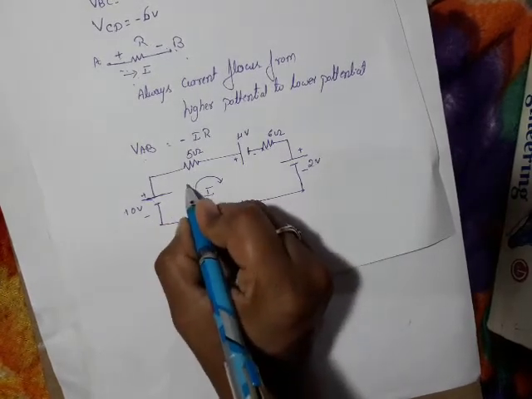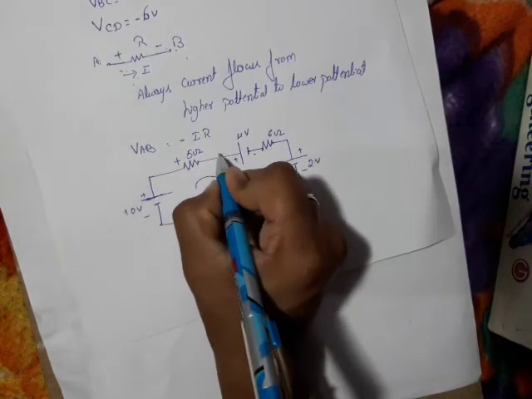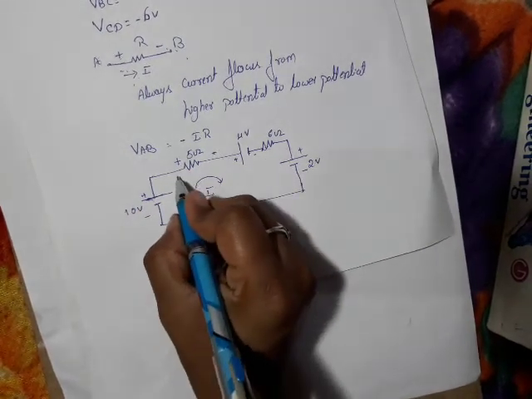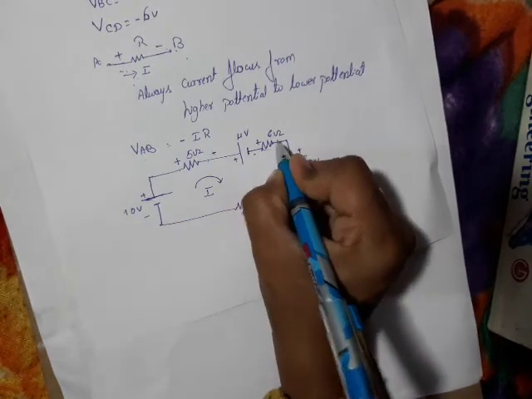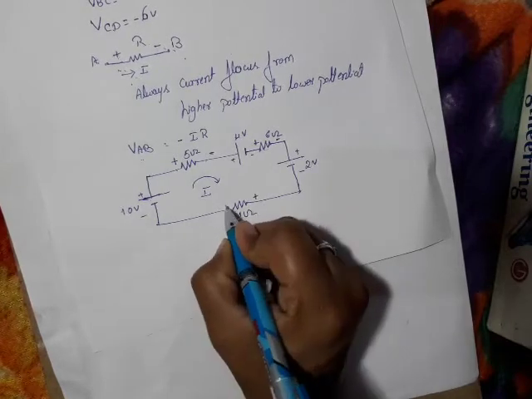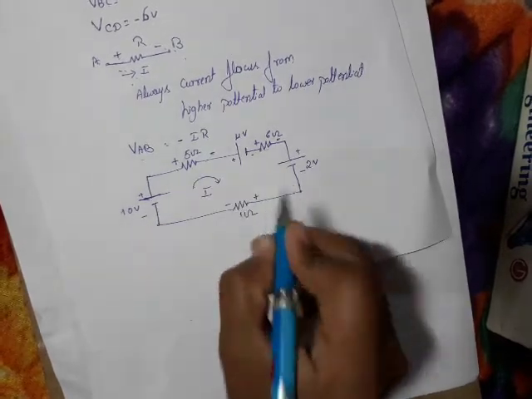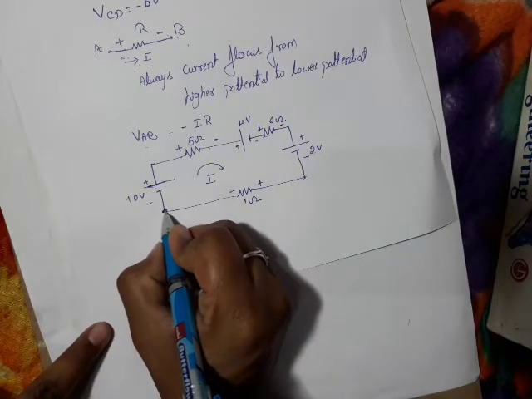Now the current is flowing in this direction, so this is at higher potential, this is at lower potential, because current always flows from higher to lower. Here plus minus, higher lower, plus minus, higher lower. This is the direction of current. Now we'll apply KVL. We'll start from this point.